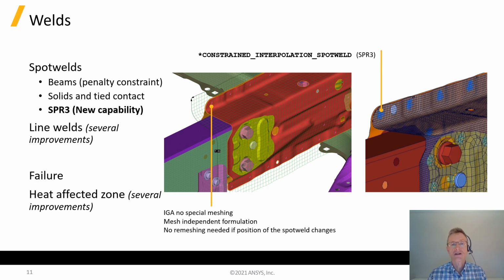So the advantage of having these mesh independent ways of modeling spot welds is that if the shell element mesh changes, then they automatically stick to the new mesh just as they did to the old mesh, and that works the same with IGA as well.